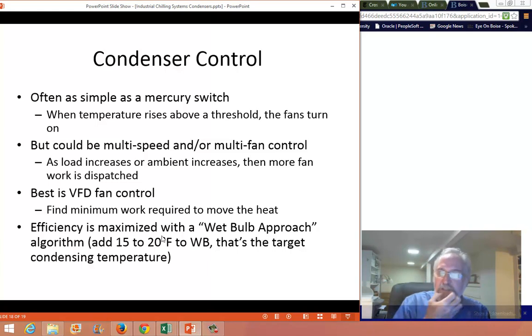And the most efficient system, we really haven't run across these very often, though the folks at Simplot were doing this. It's called a wet bulb approach. So you're constantly monitoring the wet bulb temperature outside. You add the approach, usually 20 to 30 degrees Fahrenheit, to the wet bulb temperature, and that's the condensing temperature, and hence the condensing pressure you want to operate at.